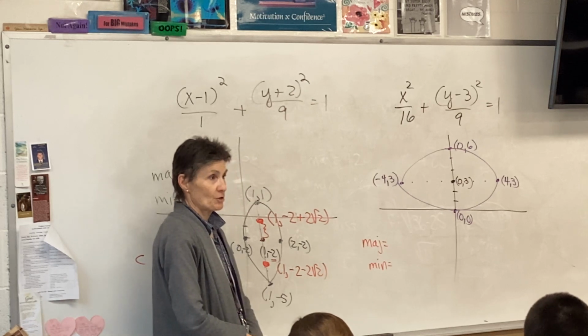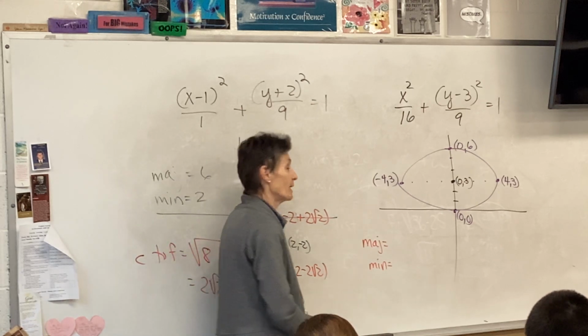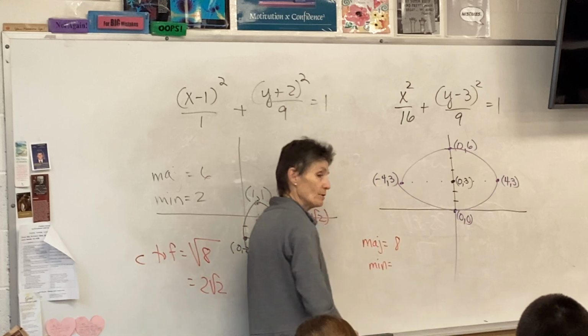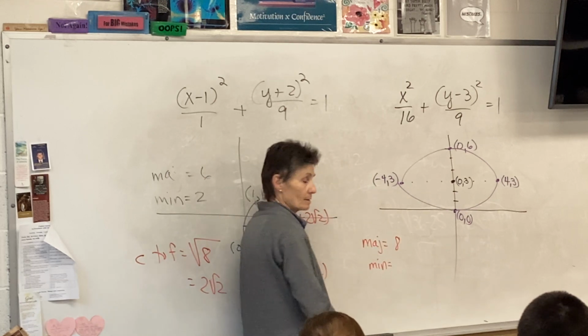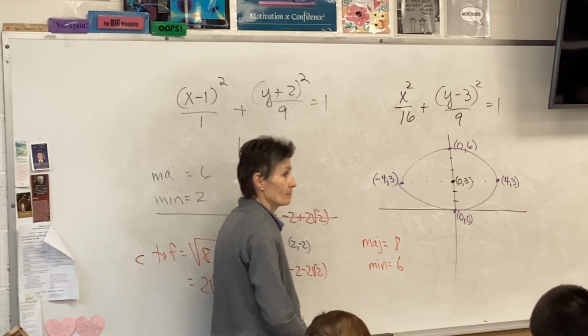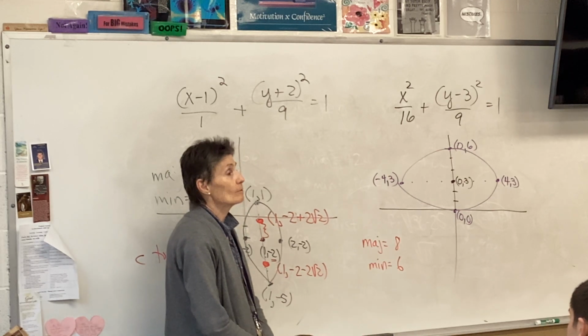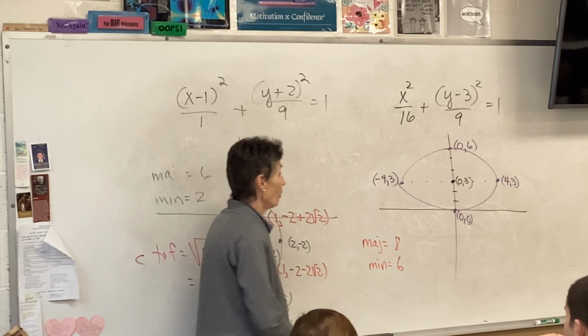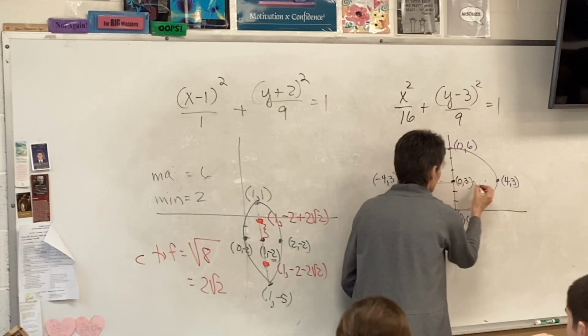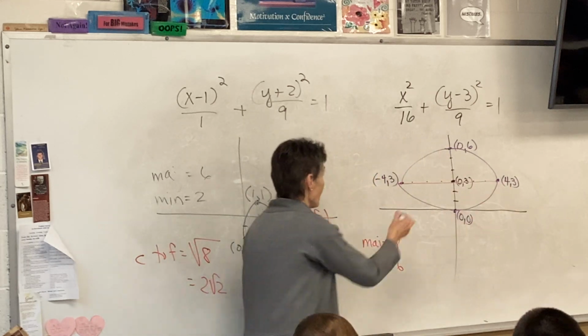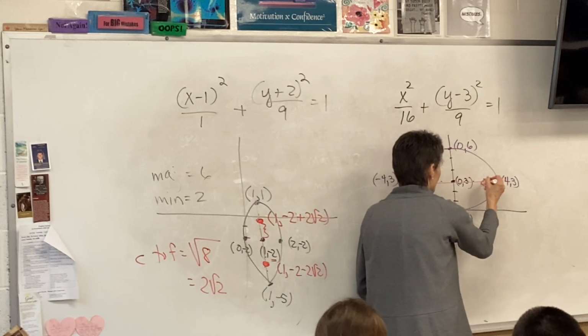How long is my major axis? 8. And my minor is 6. No brainers, guys, so easy. Now, focus points are always on the major axis, so the focus points are going to be out here somewhere this time. Everybody in agreement?